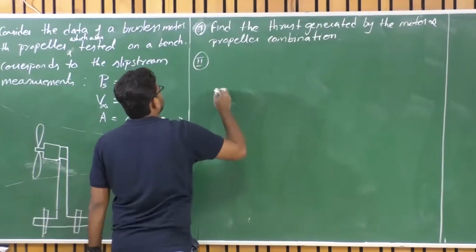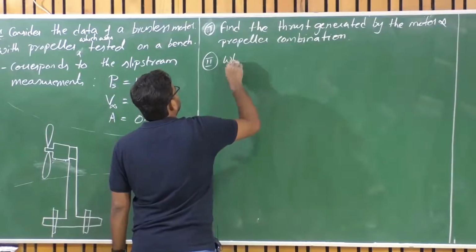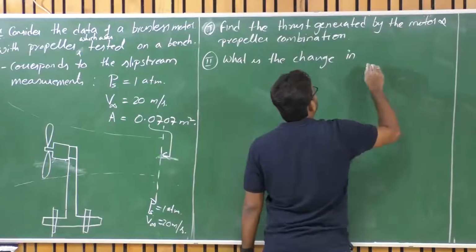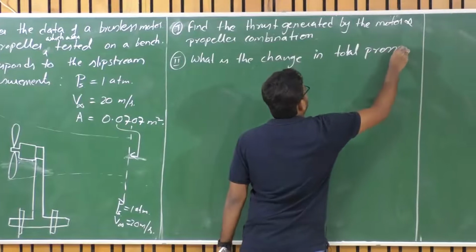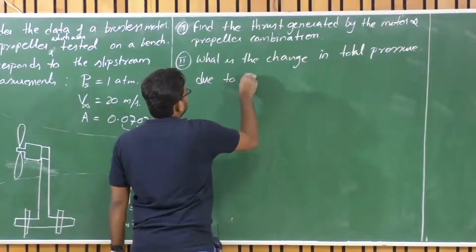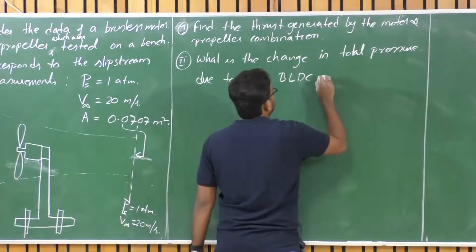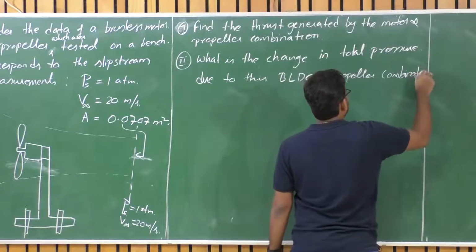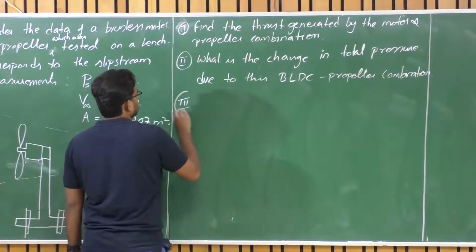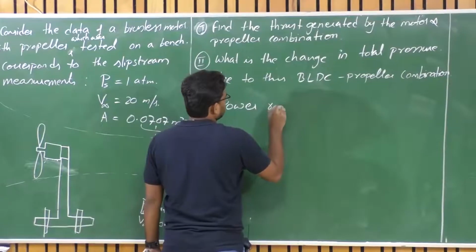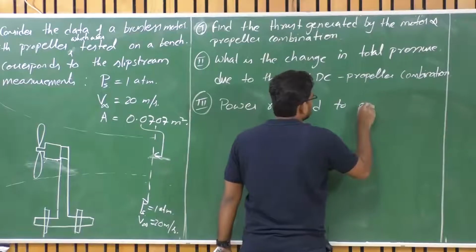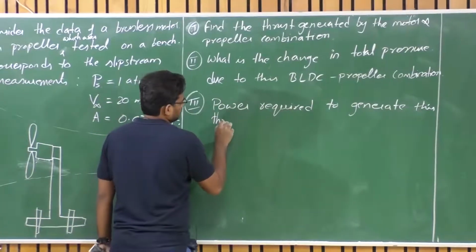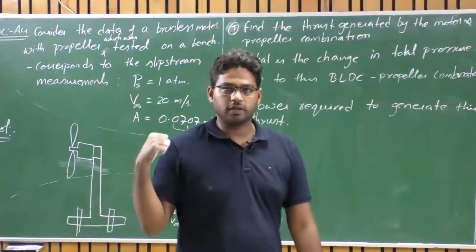And the second one is, what is the change in total pressure due to this BLDC and propeller combination, and also the power required to generate this thrust. Fine. So these are the three questions that we need to answer.